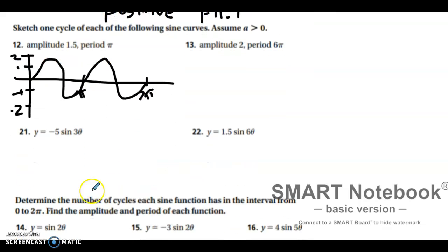The next thing you have to know how to do is determine the number of cycles each sine function has in the interval from 0 to 2 pi. Then also find the amplitude and period. So number of cycles is 2. It's the number before the theta or before the x. The amplitude is 1. It's the number in front of the trig function. And the period would be 2 pi divided by 2, or just pi.